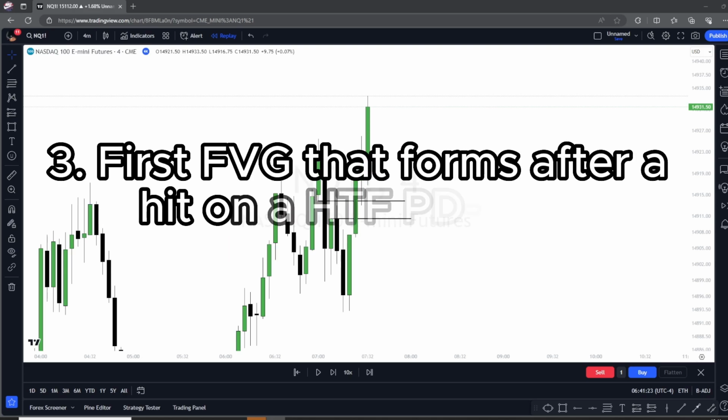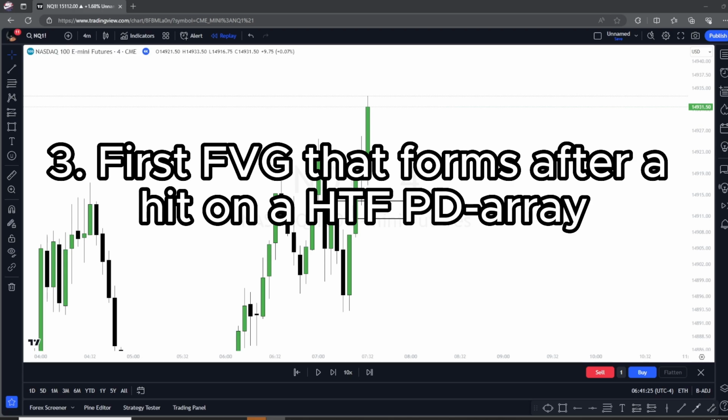And number three, when trading fair value gaps, you take the first fair value gap that forms after the high time frame PD array has been hit. If there's multiple fair value gaps, I include all the fair value gaps in my stop. And if the stop is too far away, I don't trade it. Generally, the setup is better if there is only one fair value gap that forms. That way, there is no confusion on which one to take.